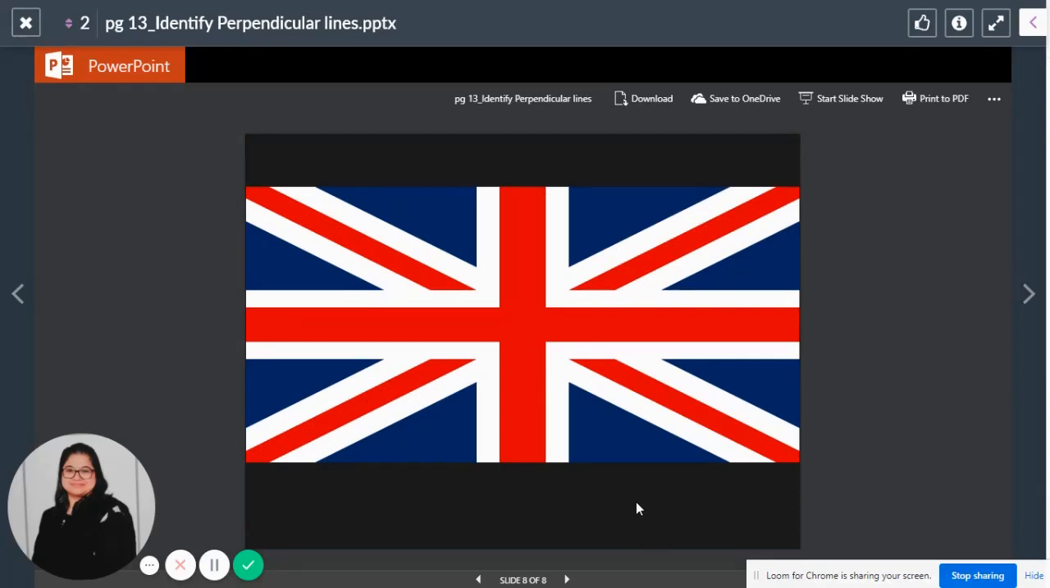Now here is the flag of the United Kingdom. Do you see any lines that are perpendicular to each other? So you can see that this line and this line are perpendicular to each other. You can use your right angle tester and find out perpendicular lines which you can see around you, maybe the corner of your table or any other place in your house.